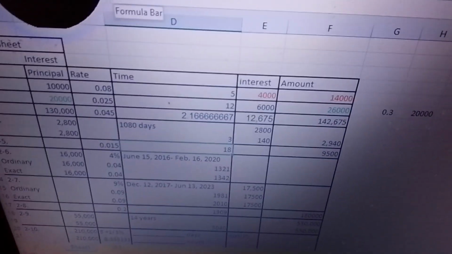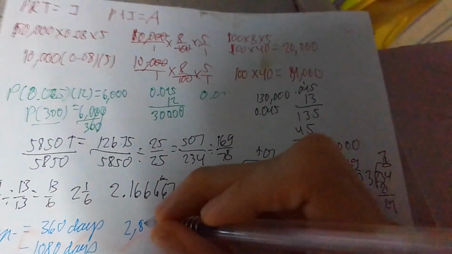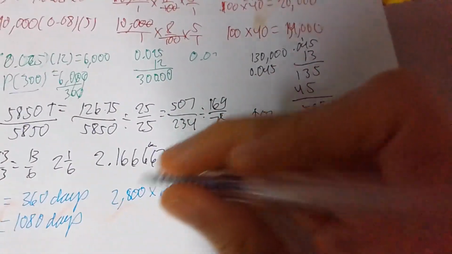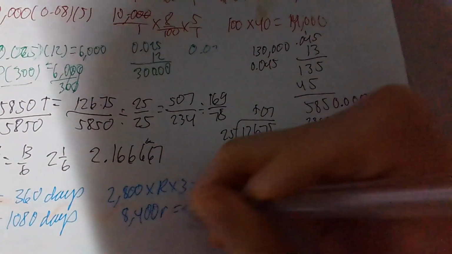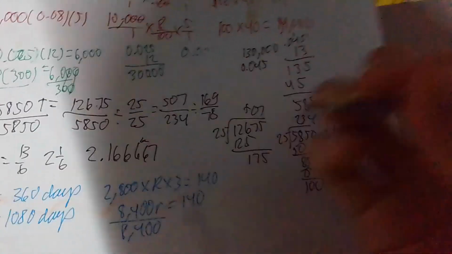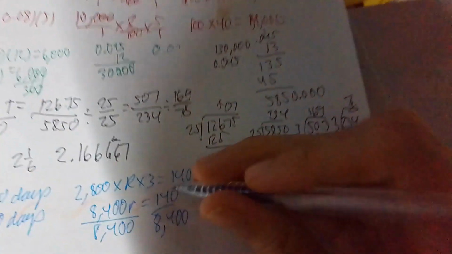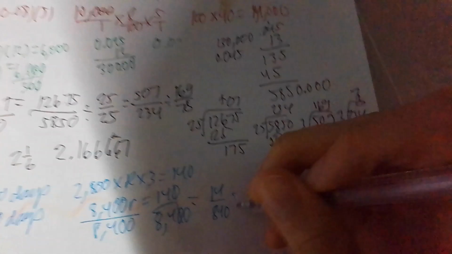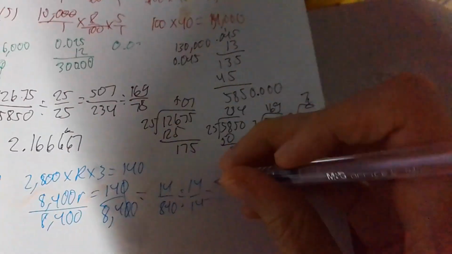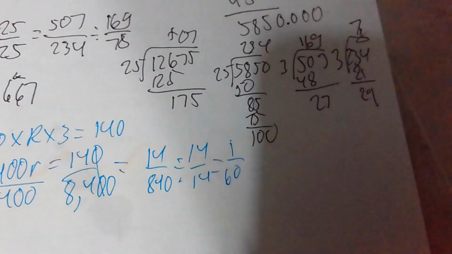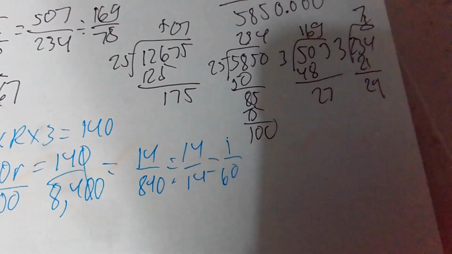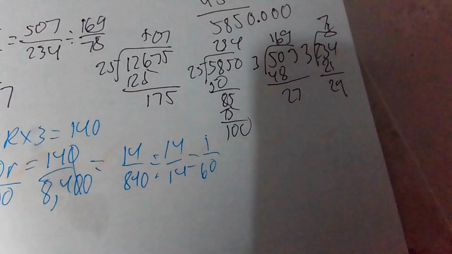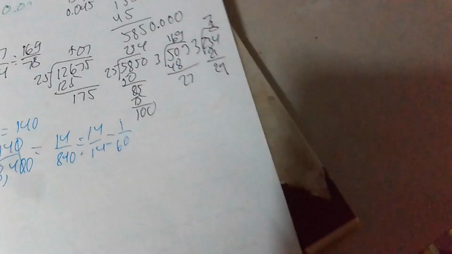Now, our goal is to solve for the rate. To solve for the rate, it's very easy. If I were to do this on paper, we get 2,800 pesos times R times 3 equals 140. Of course, I can do 2,800 times 3 to give me 8,400 R equals 140. Then divide both sides by 8,400. We get 140 over 8,400, and dividing both sides by 14, you get 1 over 60. 1 over 60 is the same as 1 over 6 tenths, or 1 over 3 fifths. That's already considered a complex fraction.